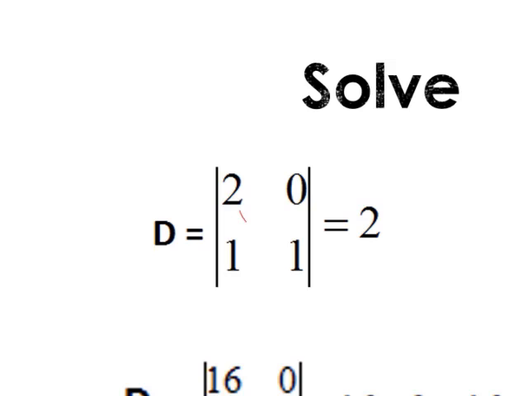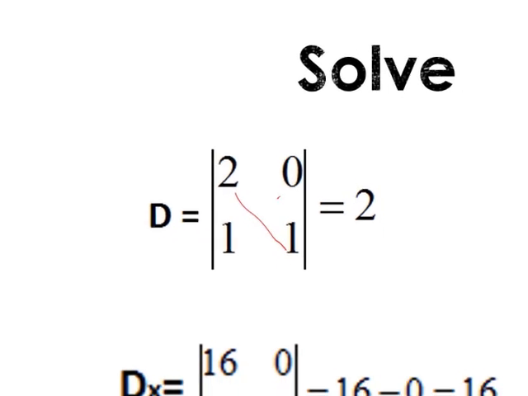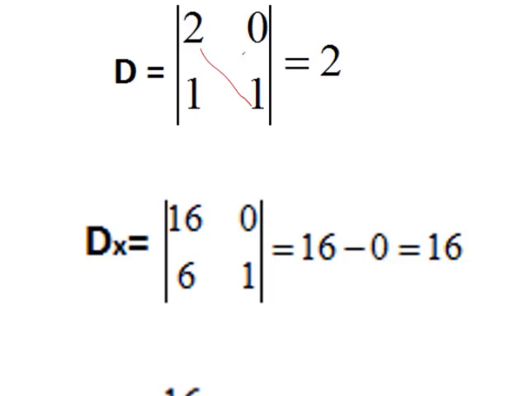So the product of the leading diagonal minus the product of the other diagonal. So the product of the leading diagonal is 2 times 1, which is 2, minus the product of the other diagonal, which is 1 times 0, which is 0. So our final answer is 2.